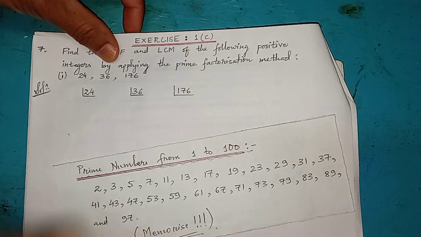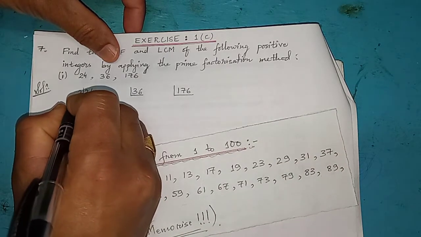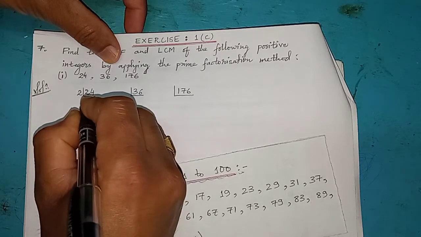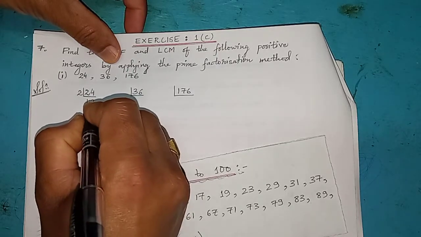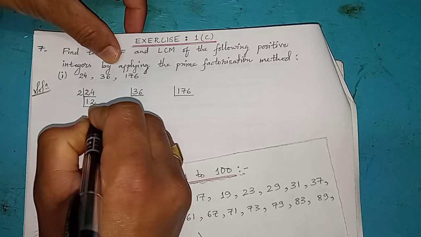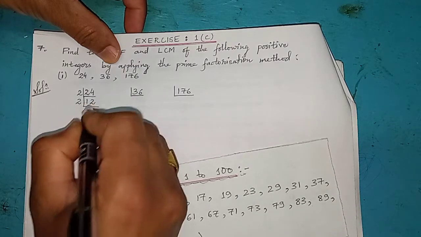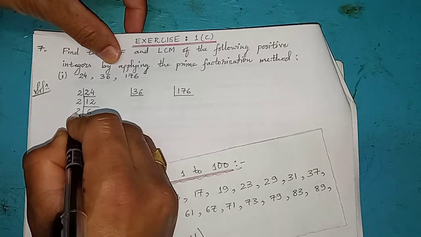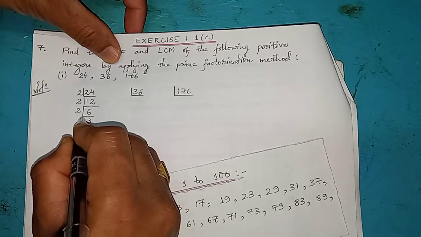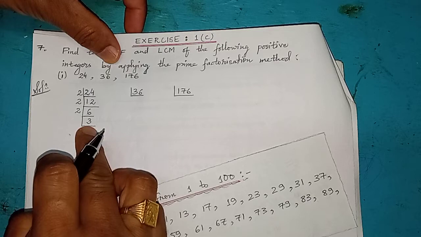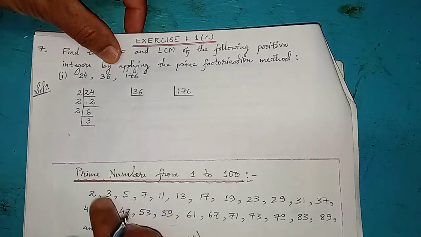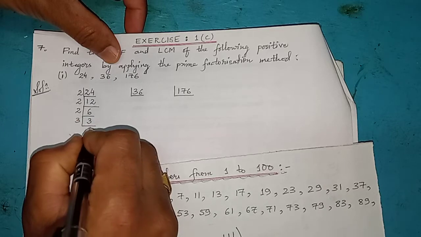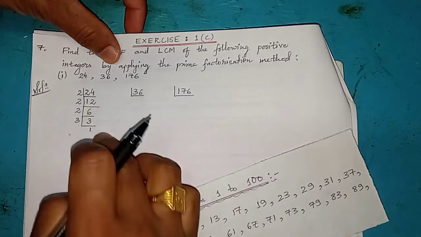Okay, so let's start with 24. We'll divide by 2 because it's an even number. 2 ones are 2, 2 minus 2 is 0, bring down 4, 2 twos are 4. So we get 12. 12 is a multiple of 2 and moreover it's an even number. 2 sixes are 12, and 6 is a multiple of 2, so 2 threes are 6. 3 is an odd number, moreover 3 is a prime number, so we divide 3 by itself. 3 ones are 3, so we have finished the prime factorization of 24.